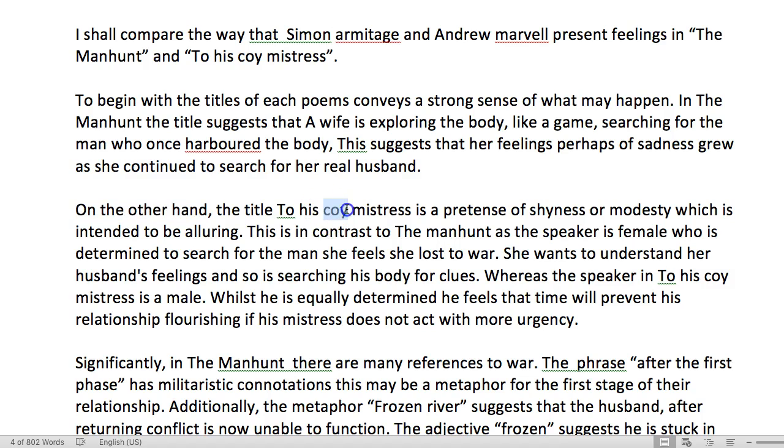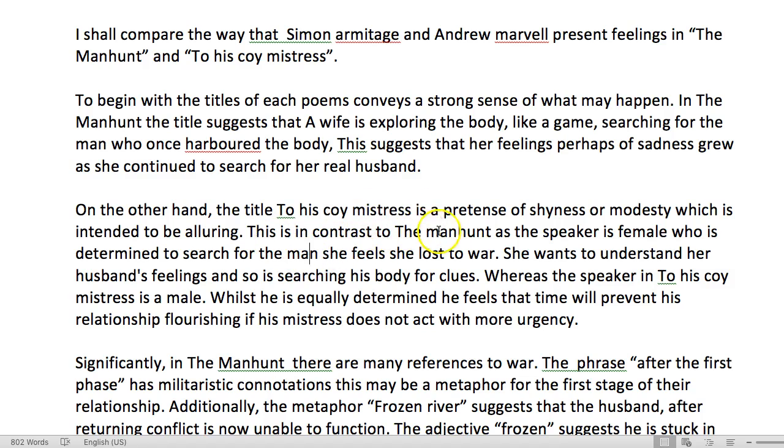Coy is a pretense of shyness or modesty. Really, what you need to explore here is why the poet, or sorry, the speaker in the poem, is calling his mistress coy. What's in it for him to describe her that way? How is he trying to provoke her to be less coy?